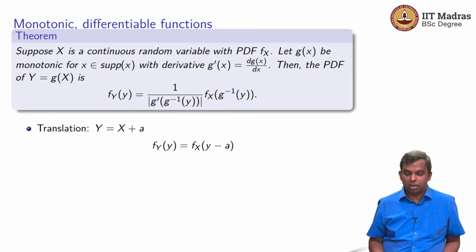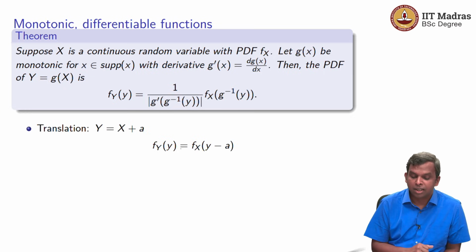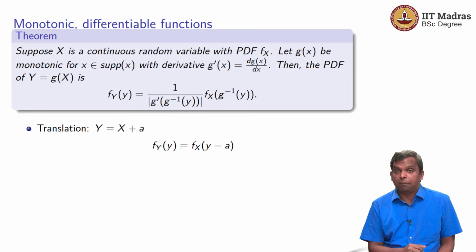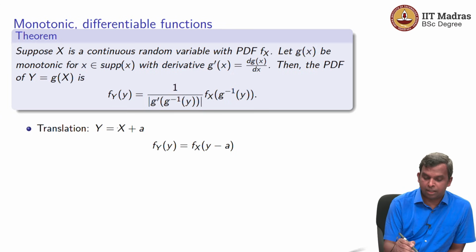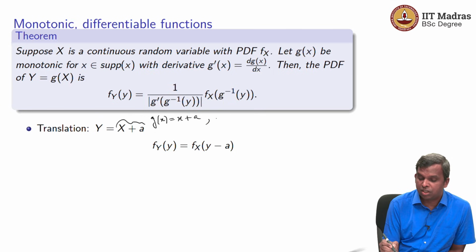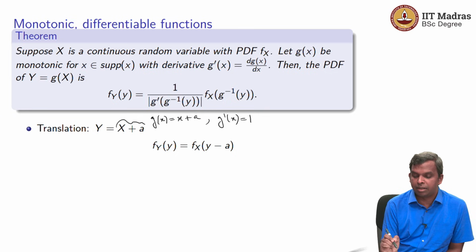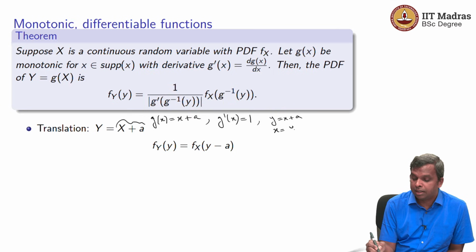I'll show you 3 examples. The first is y equals x plus a. So this is g of x, g of x equals x plus a. What is g prime of x? G prime of x is 1; the derivative is 1. What is g inverse of y? If y is x plus a, x is y minus a. So g inverse of y is y minus a.